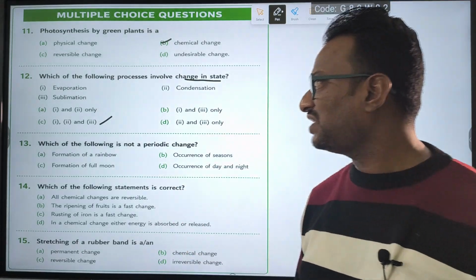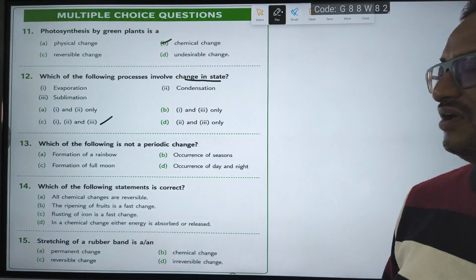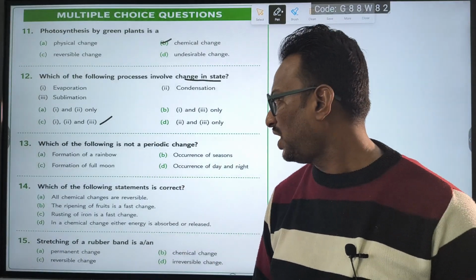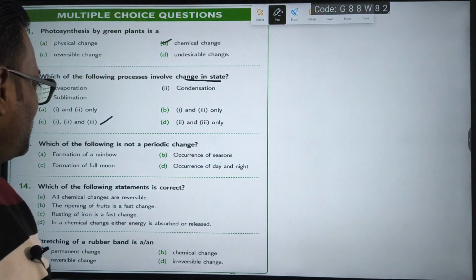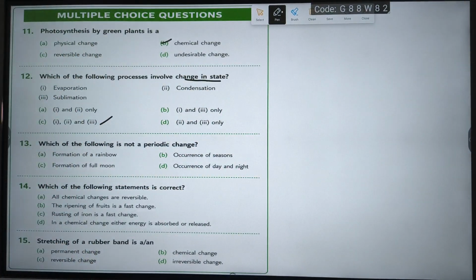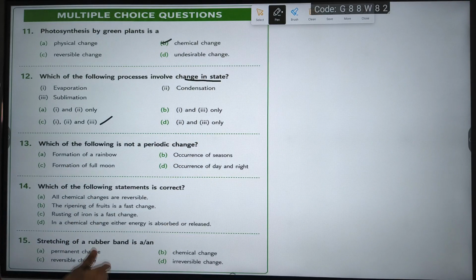Which of the following is not a periodic change? Formation of rainbow, occurrence of seasons, formation of full moon, occurrence of day and night. Actually occurrence of day and night is a periodic change, seasons is a periodic change, formation of full moon and new moon is a periodic change, formation of rainbow is not a periodic change.